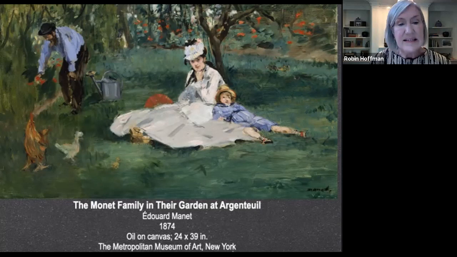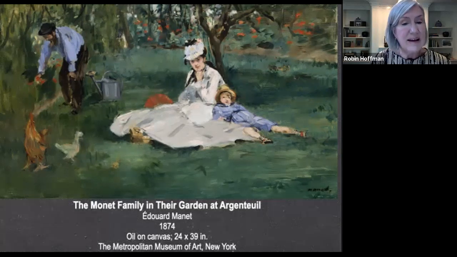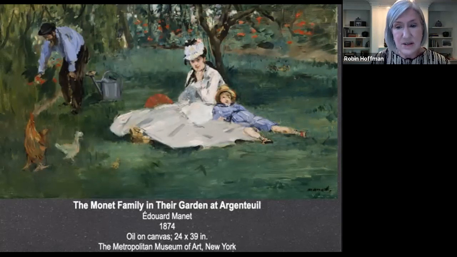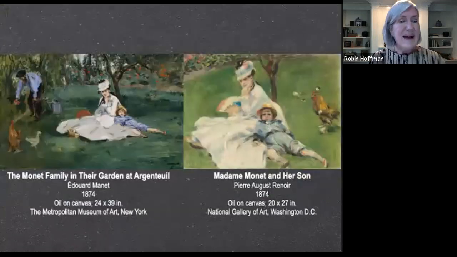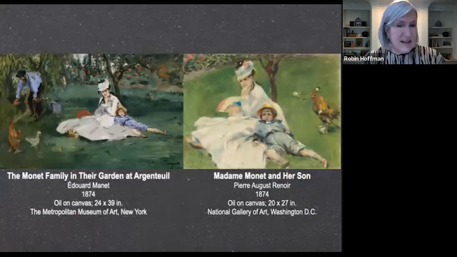In the late 1860s, Edouard Manet was Claude Monet's hero. By 1874, they had become friends, and Manet came under the sway of Monet's approach to painting quickly, out of doors. And this portrait of the Monet family, Camille Monet and her son Jean, with Monet gardening at the left, is one of Manet's most significant paintings in this new style. But Manet wasn't painting alone at Monet's that day.